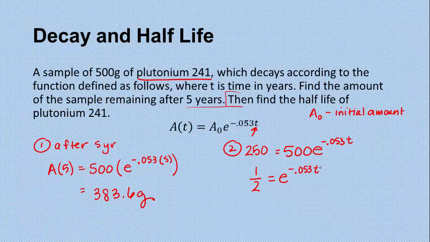I'm going to show it to you in a couple steps. The first step is I'm going to write it in log form. That's log base e of 1/2 equals the exponent negative 0.053t. This really means the natural log of 1/2 equals negative 0.053t, because natural log is log base e. And my last step in my calculator would be to type in the natural log of 1/2 divided by negative 0.053. And this will give me the time it takes to reduce this 500 down to 250.